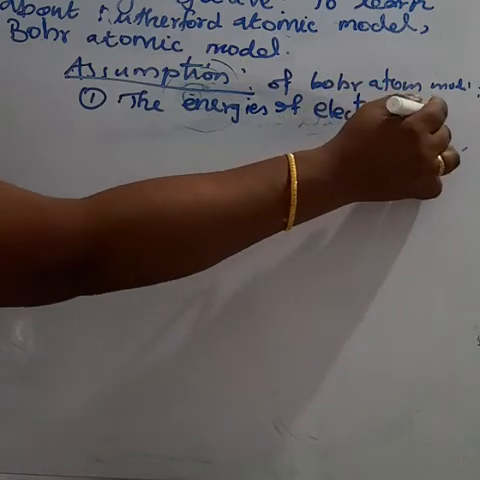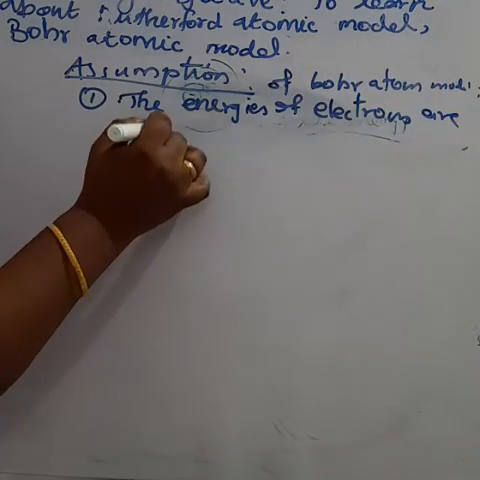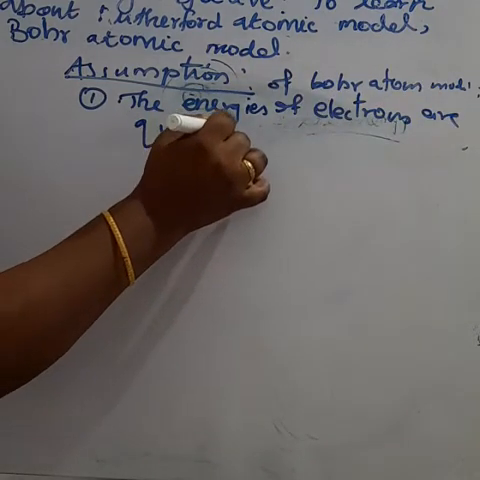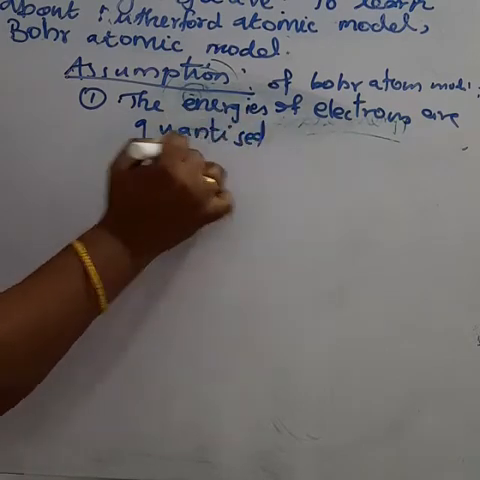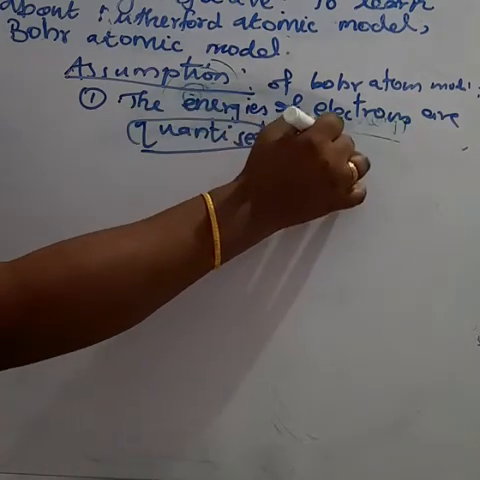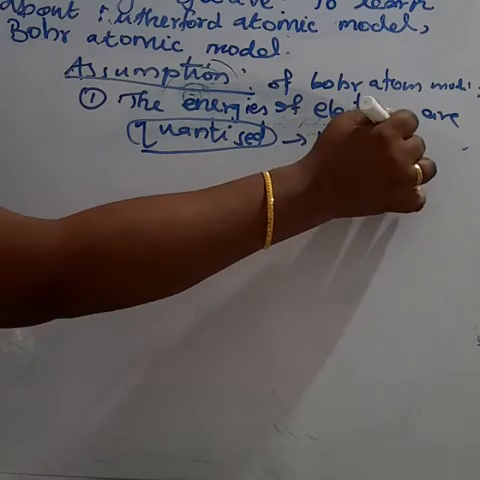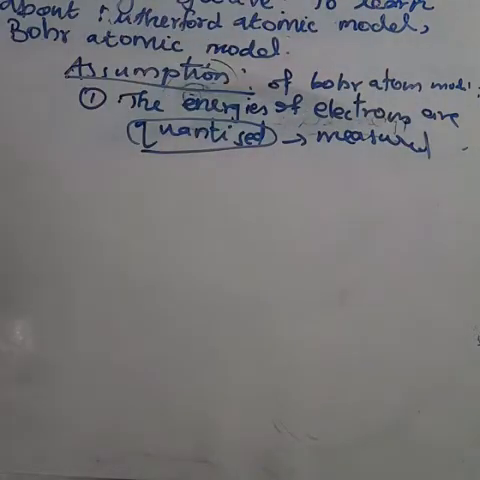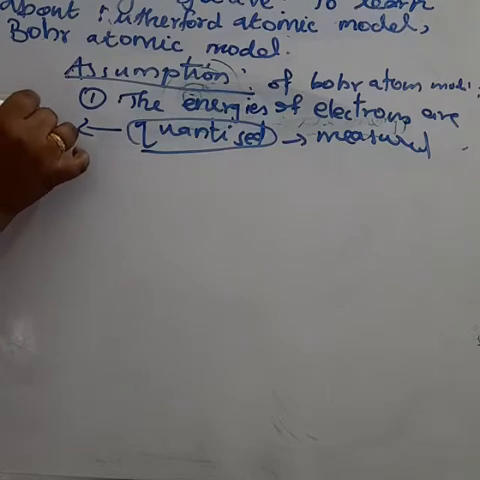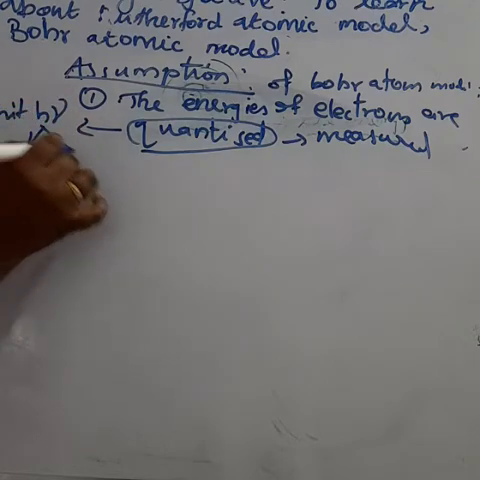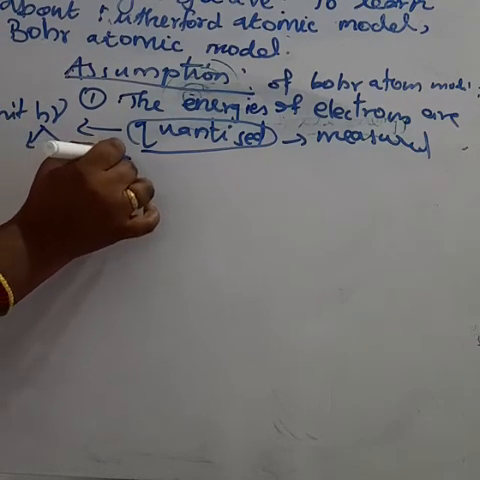What do you mean by quantized? The energy of electrons is measured in units of h nu. H means Planck's constant, you know, and nu means the frequency of radiation.